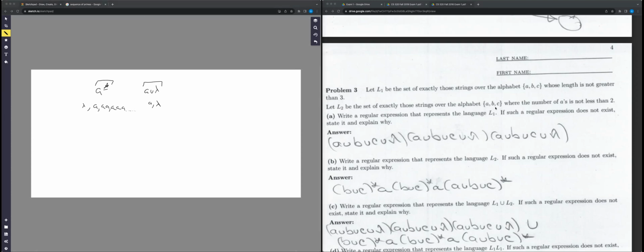So let's do this example. It says whose length is no greater than 3, right? So that means we can have a length of 0, a length of 1, or a length of 2. How do we get a length of 0? Well, that's just lambda. All right. How do we get a length of 1? Well, that's just either A or B or C. And how do we get a length of 2? Well, that's just A or B or C twice.